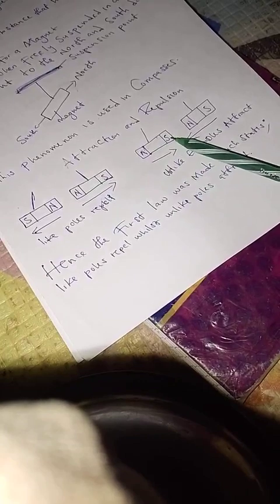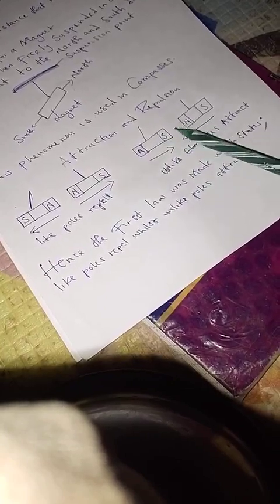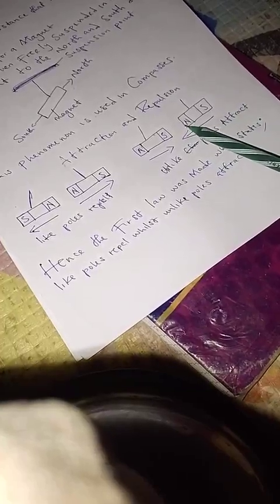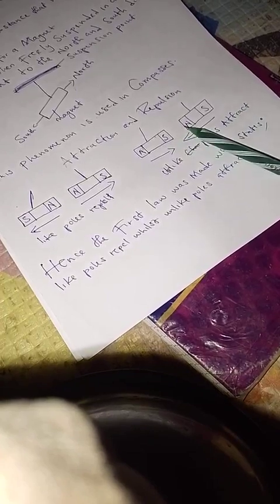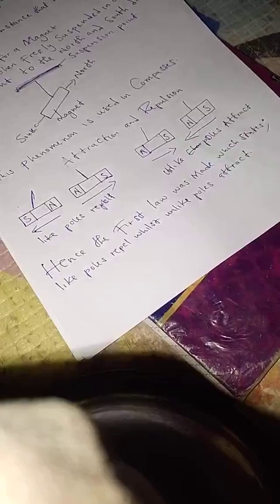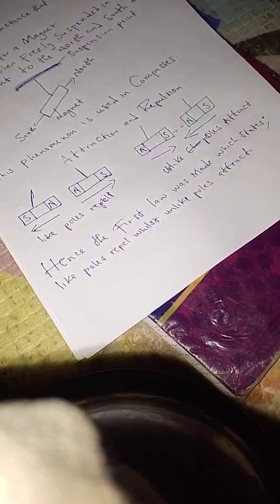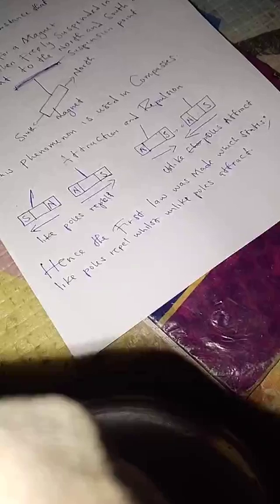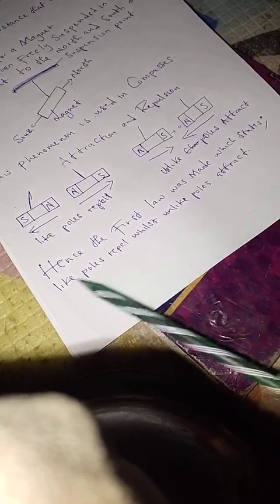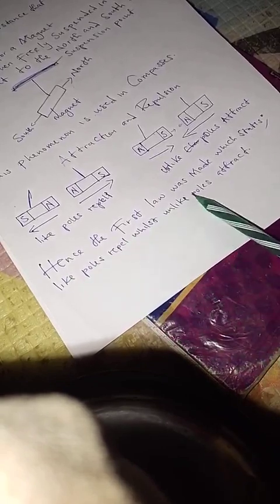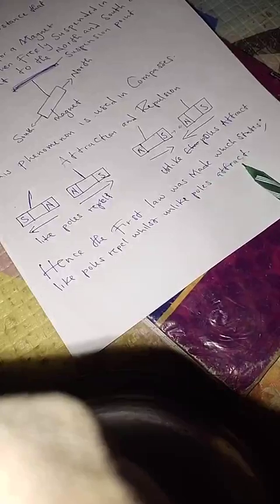Then we also have unlike poles. Unlike poles could be the connection between south and north. Unlike poles will always attract, because there will always be a force pulling them together. Hence, the first law was made, which states that like poles repel whilst unlike poles attract.